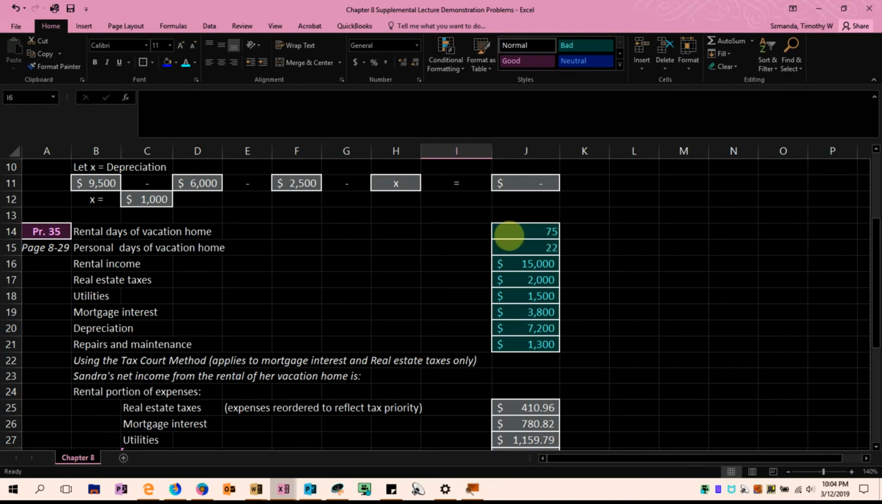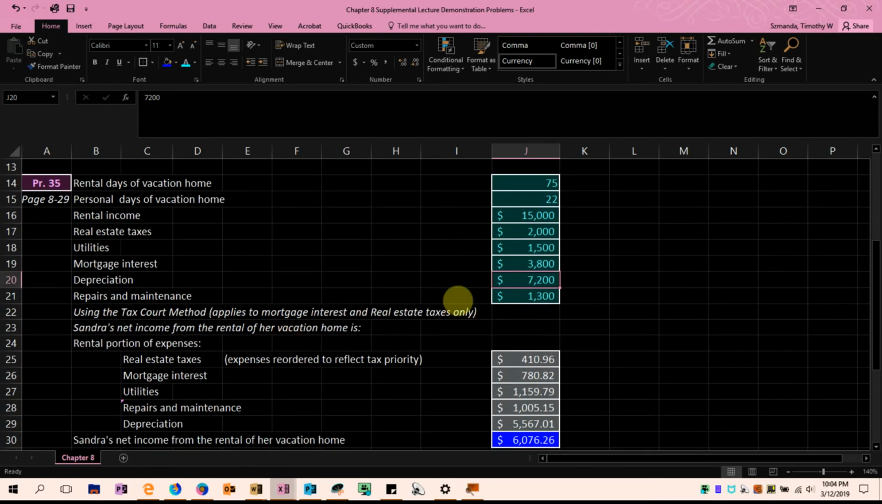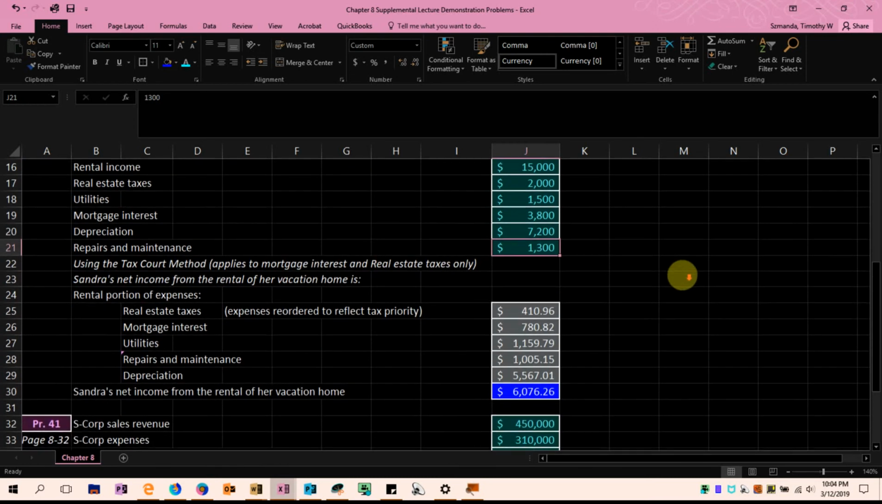So they're telling us that we have 75 days of rental use. That is to say, we rented out the property for 75 days, and personal use was 22 days. So that's going to qualify as personal rental usage property. They give us the income at $15,000, real estate taxes at $2,000, utilities at $1,500, mortgage interest $3,800, depreciation is $7,200, and then $1,300 for repairs and maintenance.